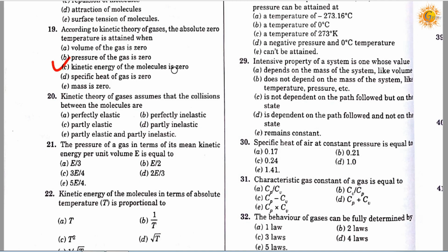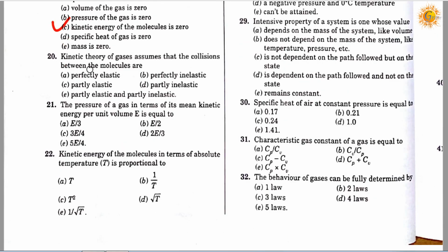Question number 20. Kinetic theory of gases assumes that the collisions between molecules are: option A, perfectly elastic; option B, perfectly inelastic; option C, partially elastic; option D, partially inelastic; option E, partially elastic and partially inelastic. So the correct answer is A, perfectly elastic.